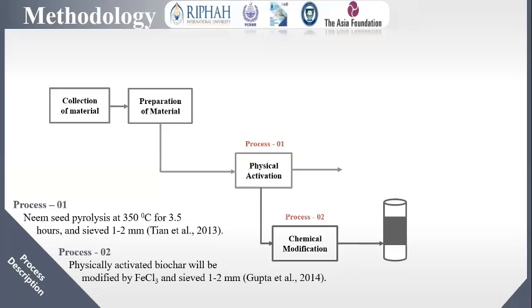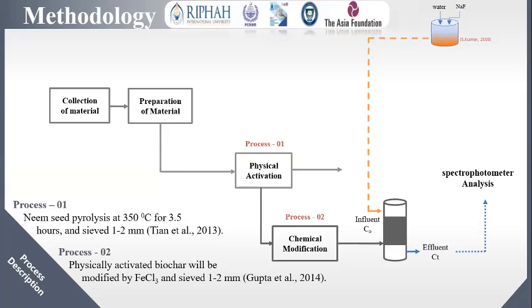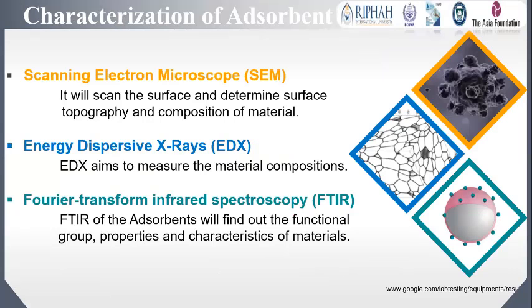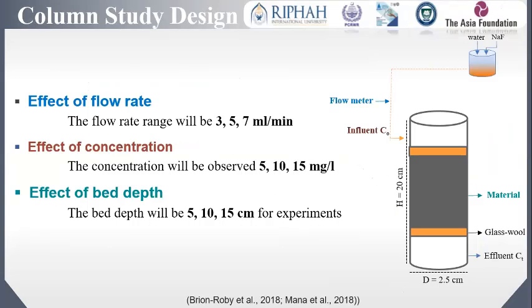This sieved material was filled into the column, where synthetic water was fed from the top of the column and collected from the bottom. This effluent was analyzed by spectrophotometer, and I selected two points for characterization, that is before chemical modification and after chemical modification. The characterization techniques are SEM, EDX, and FTIR. SEM for surface morphology, EDX for material composition, and FTIR for functional groups.